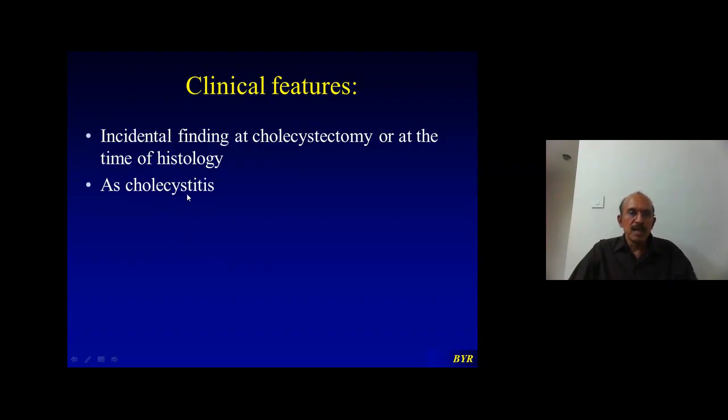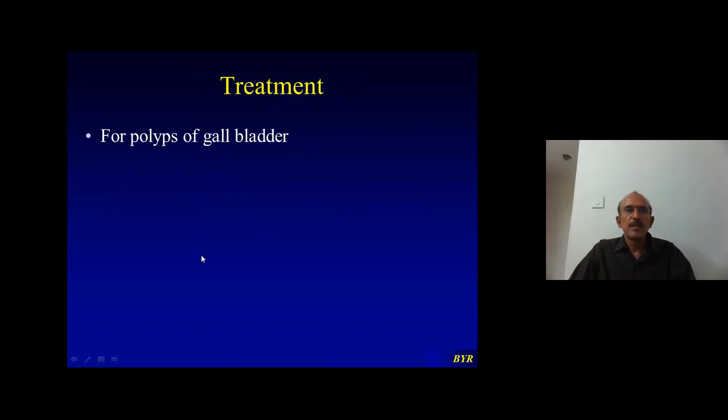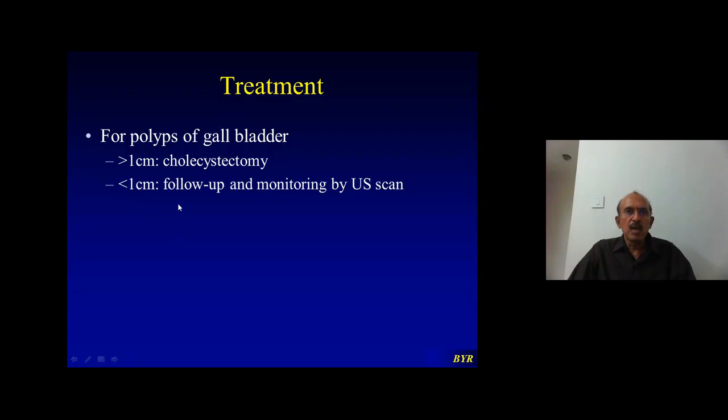The other types of presentation are as cholecystitis or as a mass in the right hypochondrial region. This occurs in the late cases. Treatment for polyps of the gallbladder: more than 1 centimeter, cholecystectomy; less than 1 centimeter, follow-up and monitoring by ultrasound scan.